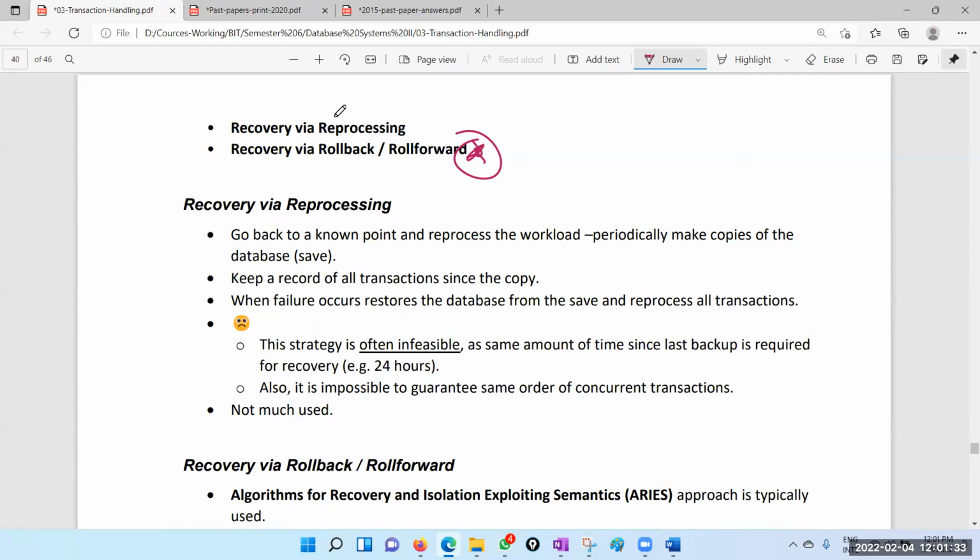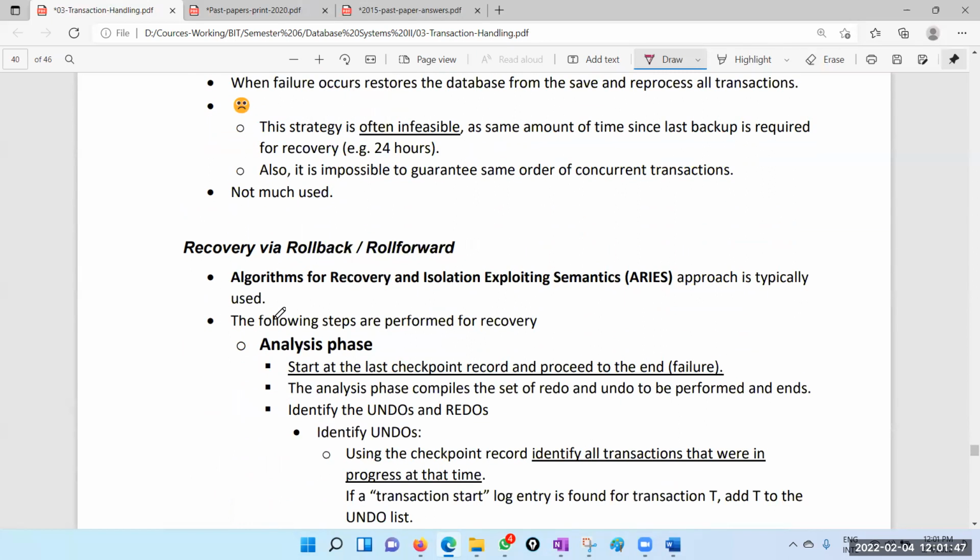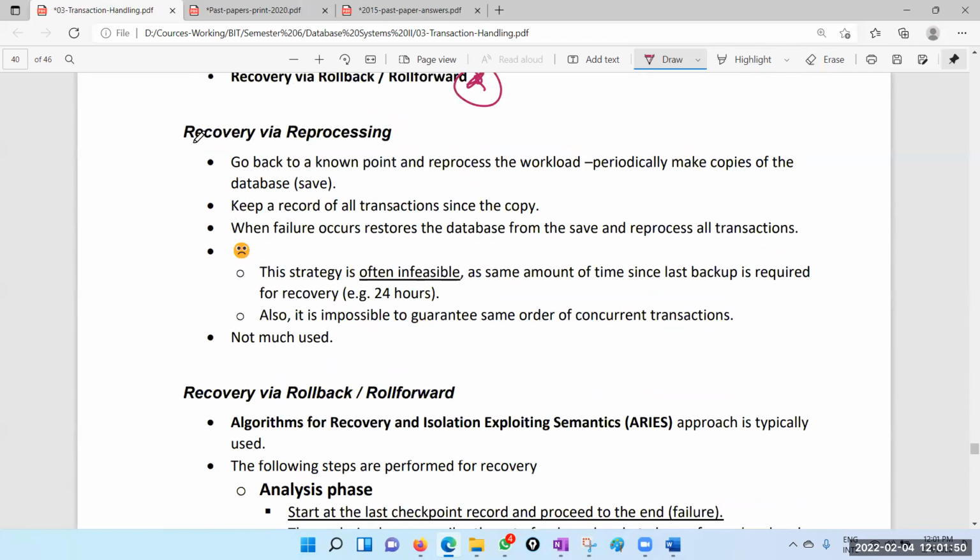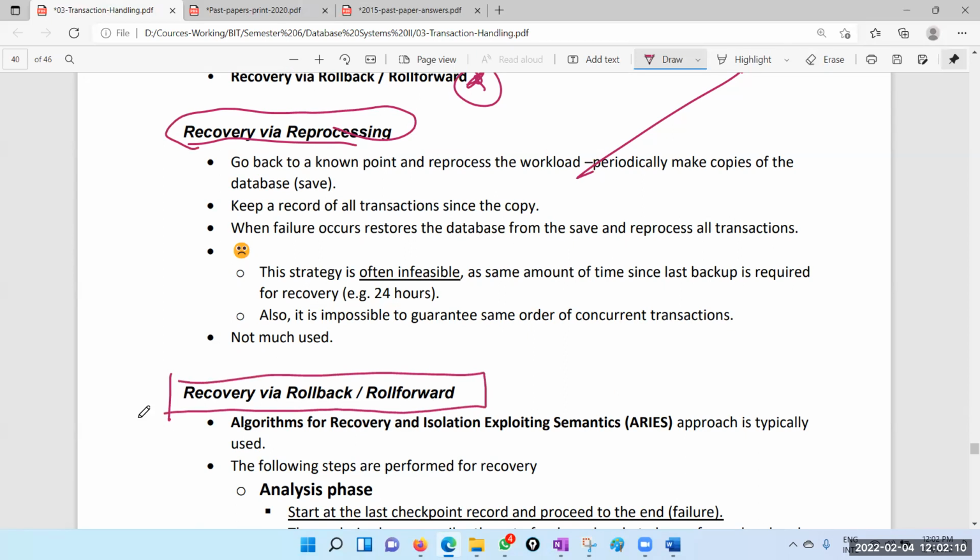Recovery via reprocessing is not much use, so that is why it is mentioned first. What we are going to discuss is recovery via rollback and roll forwarding. In reprocessing, we go back to our old timestamp and do everything from that point forward. To do that, you need very precise backups, which is not very practical in most situations. But rollback and roll forwarding is the practical approach where we can recover from any sort of failure.